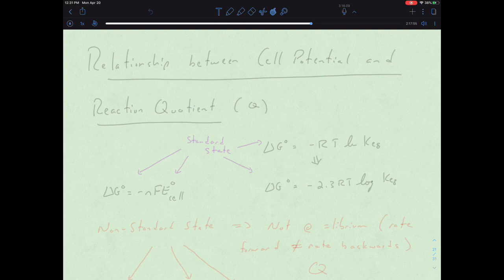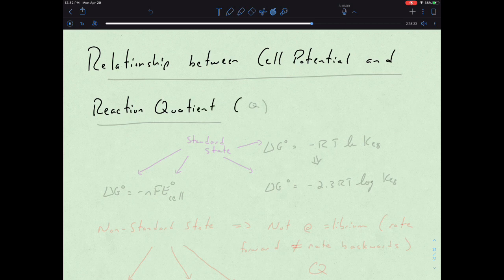So now that we know that there's a relationship between our delta G, cell potential, and equilibrium, now we have to talk about the relationship between cell potential and reaction quotient, or our good old friend Q.